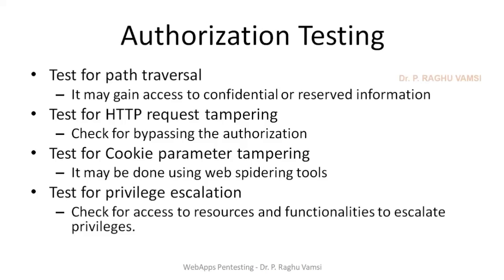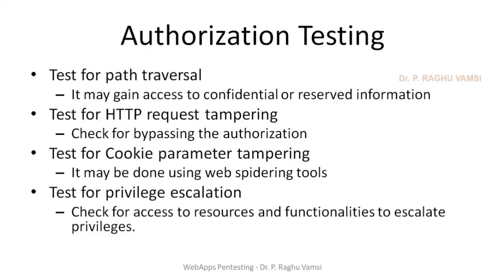Next is test for HTTP request tampering. As we discussed in session hijacking, in whatever form you send the HTTP request, in the same form you will receive the HTTP response. If you have sent a split HTTP request, then you will get split HTTP responses. So check for bypassing the authorization. Next is test for cookie parameter tampering. It may be done using web spidering tools. So check for cookie parameter tampering if it is possible.